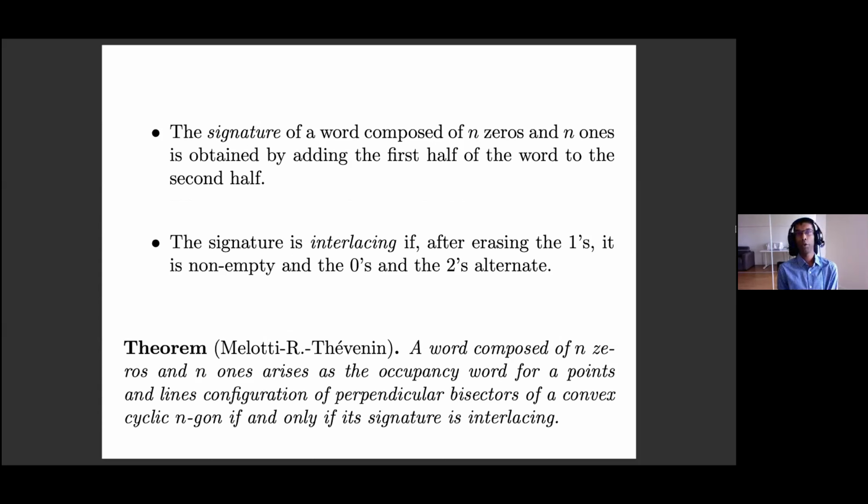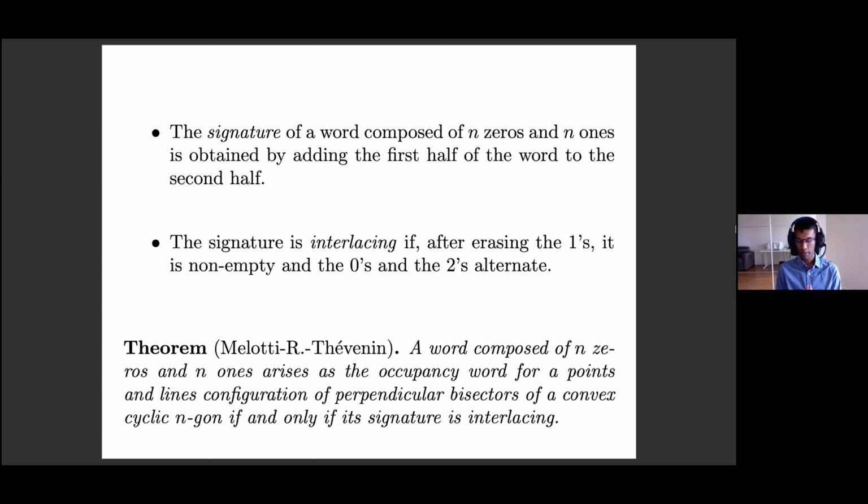So when you have a word of n ones and n zeros, if you want to know if it is realizable, this is what you should do. First, you should cut the word into 2 halves. The first half and the second half are both words with n letters, and you add these 2 words term by term. So you get a word with n letters, and the entries of this word are sums of zeros and ones, so they are 0, 1, or 2. This word on n letters is called the signature.